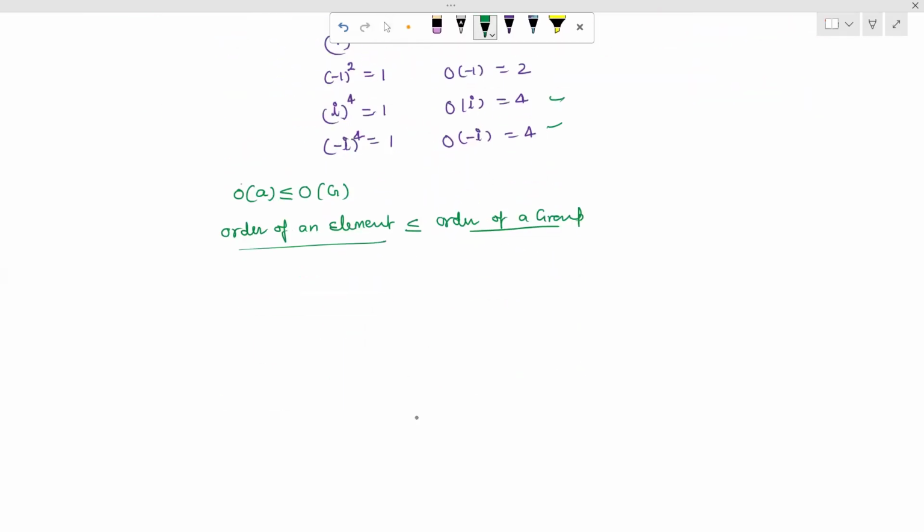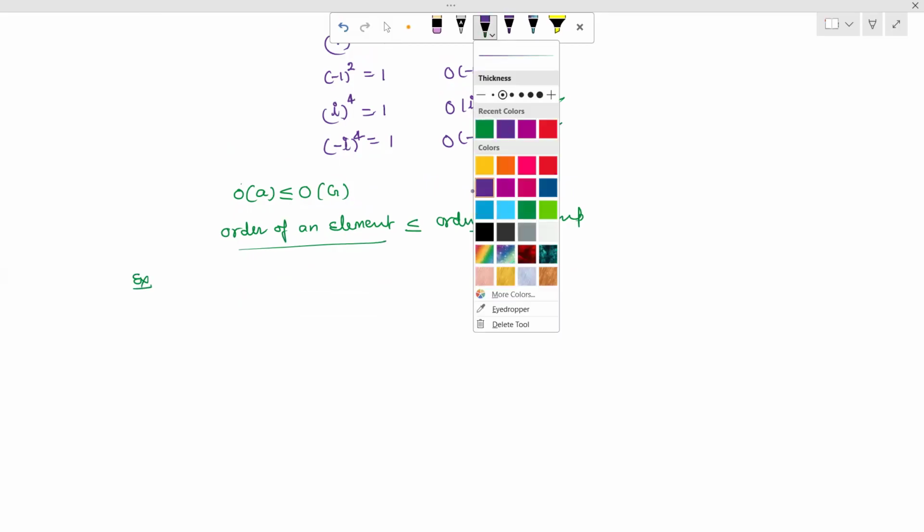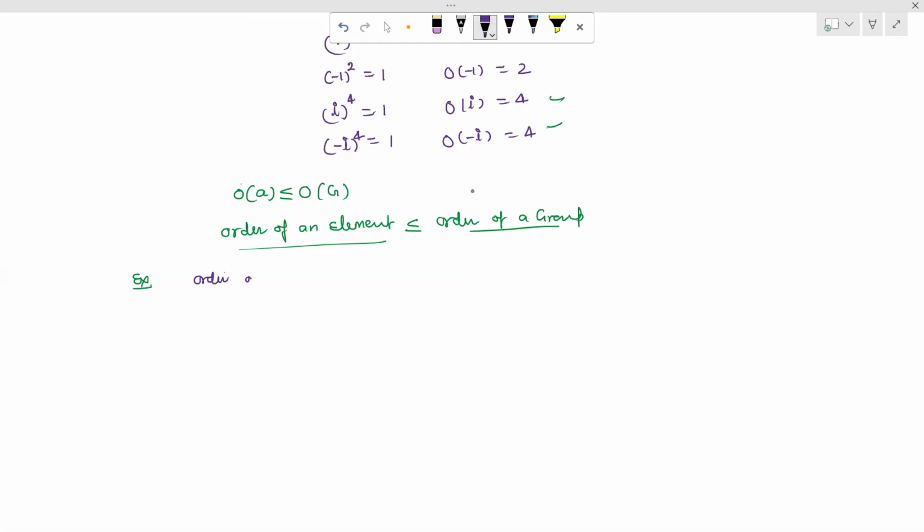Now, similarly, you can calculate the order of elements of a group G equal to {1, omega, omega square}. So under multiplication, this is also a group. The order of group G is equal to 3 because it has 3 elements.